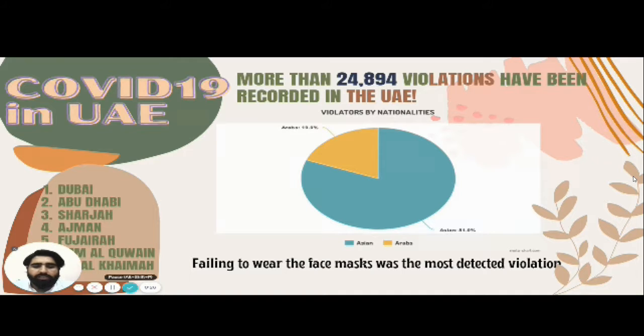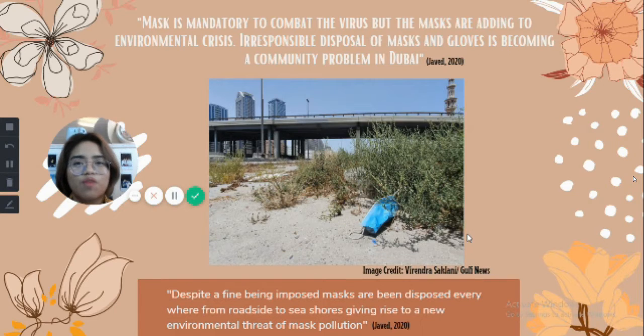Among these violations, Dubai is in the first position, Abu Dhabi is second, Sharjah is third, Ajman is fourth, and Fujairah, Umm Al Quwain and Ras Al Khaimah have fewer violators compared to the other emirates. This is an example of how face masks can lead to an environmental threat in the UAE. Masks are mandatory to combat the virus, but they are also adding to the environmental crisis.